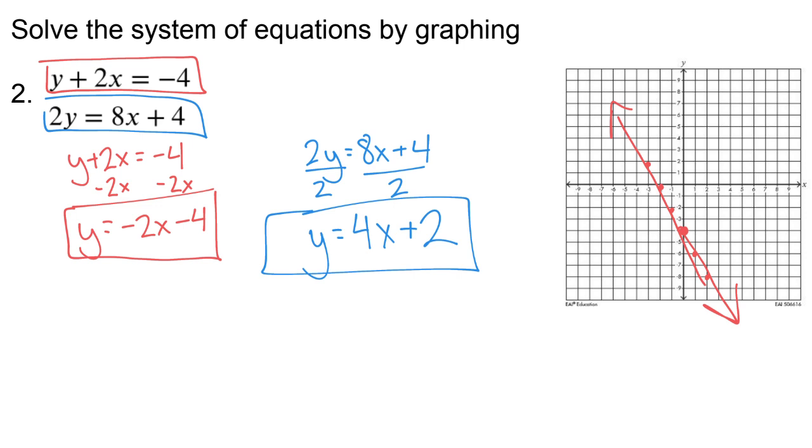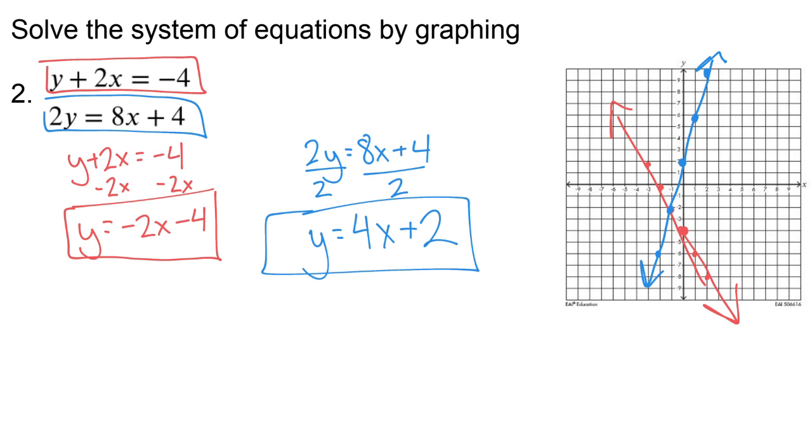I'm starting at +2, and I have a slope of 4. So from that spot, we are going to go up 4 and over +1. Or we could go -4, -1. Everything along that blue line will work in the second equation.